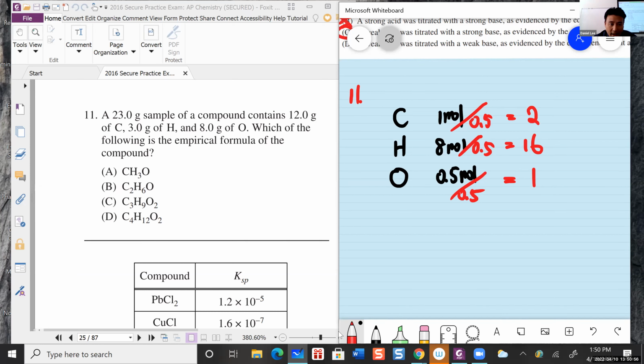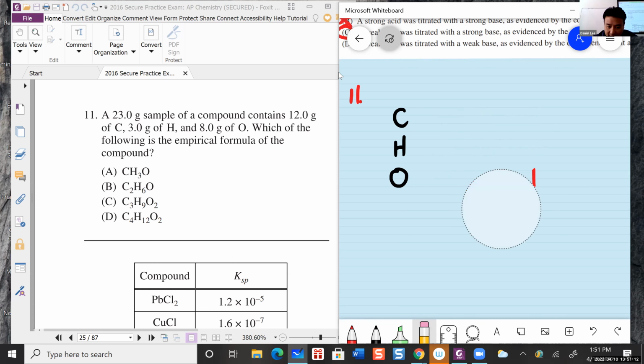So did I read this one right? Let me see. 12 grams of carbon, 8 grams of hydrogen. Oh, sorry, 3 grams of hydrogen. I read it wrong. Okay, let me do this again.